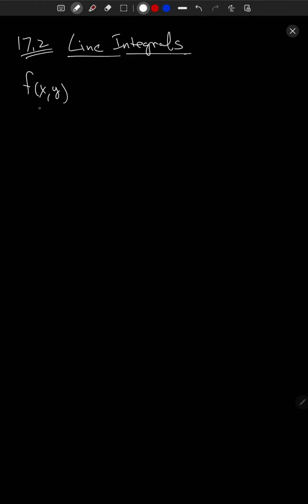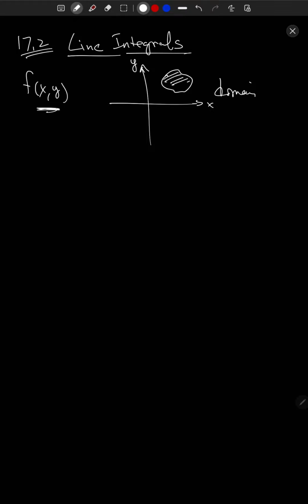Its domain is x and y. So here's the domain. So the inputs are pairs of points. Now, in the last chapter, we did a lot of integration where we integrated this function over regions on our domain. For example, we might have integrated over this region here. Today, instead of doing a region, we're going to be integrating over a curve in the domain. So for example, maybe this curve right there.